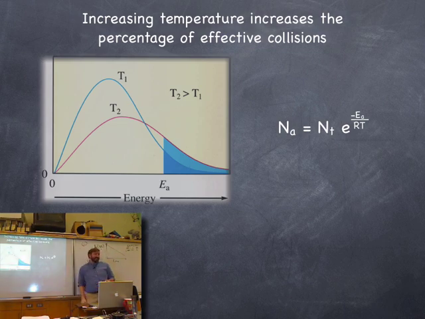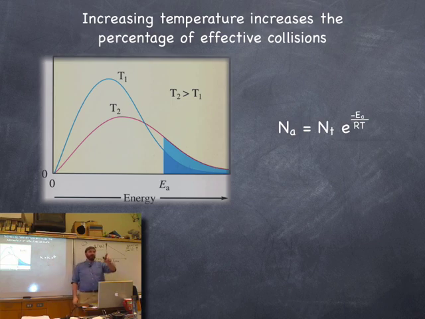R is the universal gas constant in joules, 8.3145. T is the temperature in kelvins. R, 8.3145, that's the universal gas constant expressed in joules. E sub A is the activation energy in joules. T is the temperature in Kelvin. N sub A is the number of collisions that have the activation energy. N sub T is the total number of collisions.